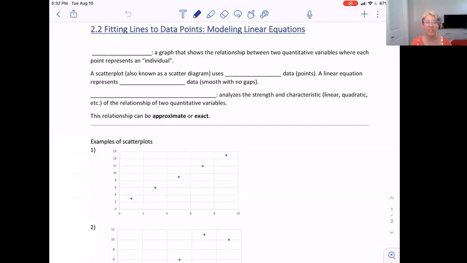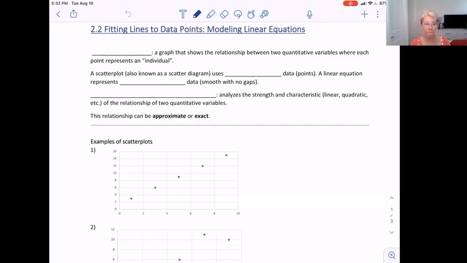Hi team, now we're ready for section 2.2, fitting lines to data points, or modeling linear equations. One of the things that students often ask is, how did they know this equation represents the population here, or the profit, or whatever? How do they come up with these equations?